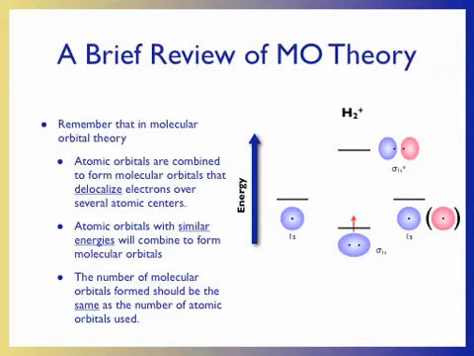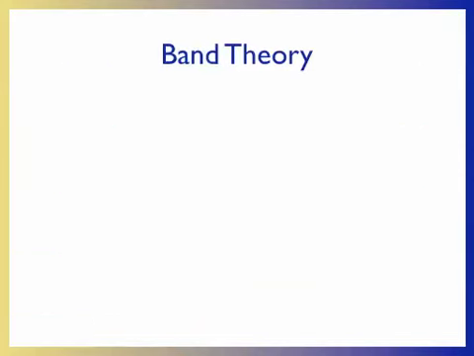For example, to construct the molecular orbitals for the hydrogen molecular ion, we start by combining two 1s orbitals, each coming from both hydrogen atoms. These two 1s orbitals combine to form two molecular orbitals: a bonding molecular orbital, which is lower in energy than the original atomic orbitals, and an anti-bonding orbital that's higher in energy than the original atomic orbitals. Now we're ready to take a look at band theory.